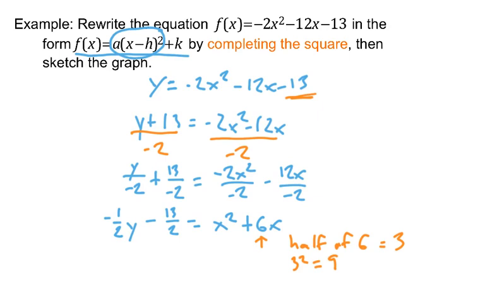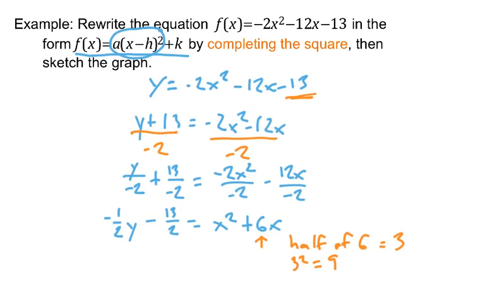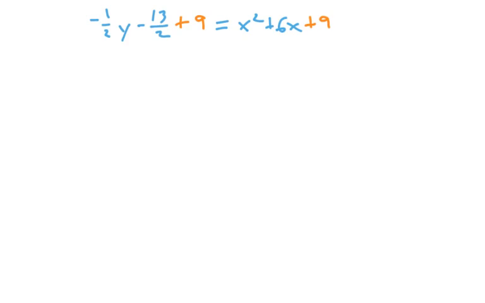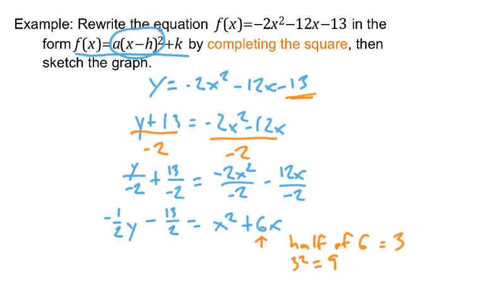So let's start on the next slide, and we're going to add 9 on both sides. So we would have negative 1/2 y minus 13 halves. I'm going to look back in a second, just make sure I'm not making any mistakes, plus 9 equals x squared plus 6x plus 9. Let's just check. Yep. Negative 1/2 y minus 13 halves plus 9 equals x squared plus 6x plus 9.